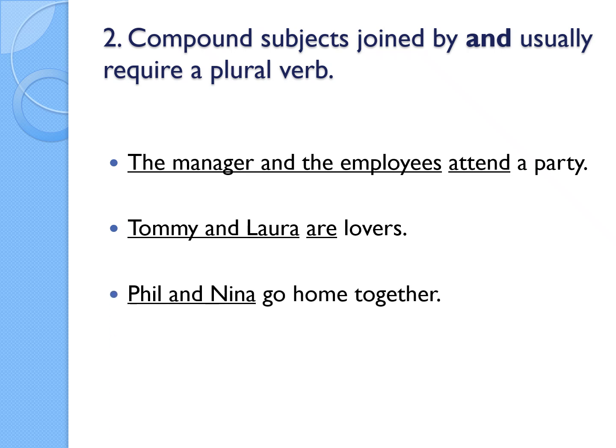Phil and Nina go home together. What is the subject in the sentence? The subject in the sentence is Phil and Nina. How many? There are two subjects, Phil and Nina. They are being joined together by and. So we use the plural form of the verb go to make it conform with the number of the subject, which are two persons.